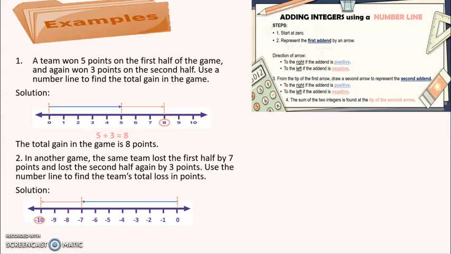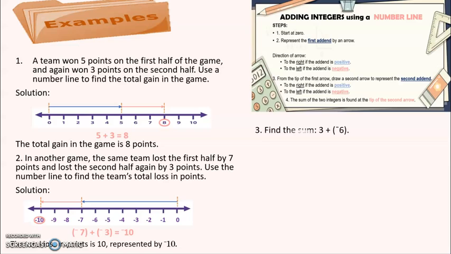Therefore, we say our sum is negative 10, because in the fourth step, the sum of two integers is found at the tip of the second arrow. This is the second arrow, and where it lands is negative 10. So, therefore, negative 7 plus negative 3 equals negative 10. The total loss in points is 10, and that is represented by negative 10. Okay, so I hope you understand.